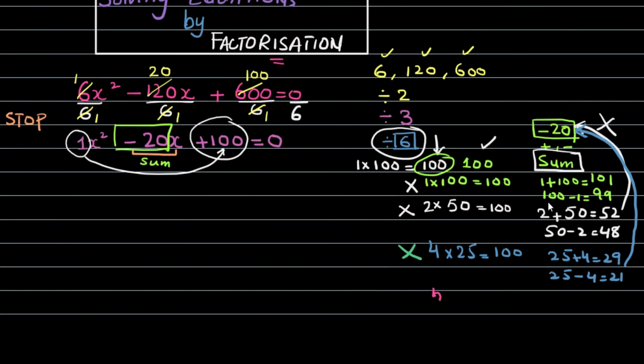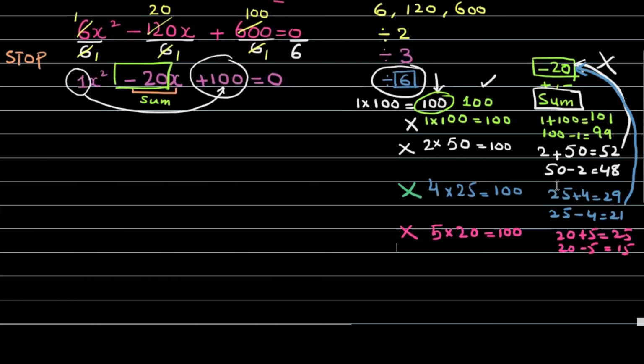We will try 5 times 20. It is giving us 100. Okay. 20 plus 5 is giving us 25. And 20 minus 5 is giving us what? 15. ये भी हम choose नहीं कर सकते. Now we will go next. 6 के table से ये में factors ही नहीं है इसके. So we will go and move to 7. 7 भी नहीं, 8 भी नहीं, 9 भी नहीं, 10.